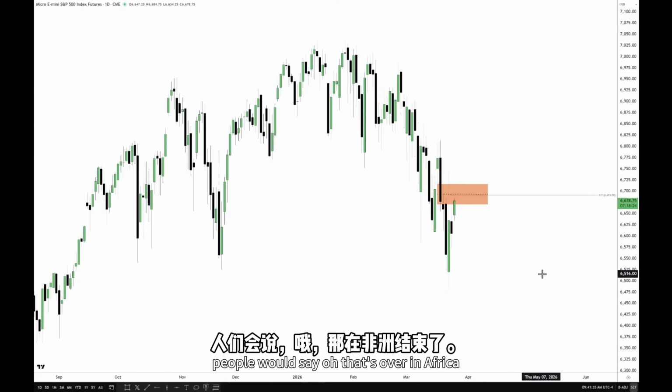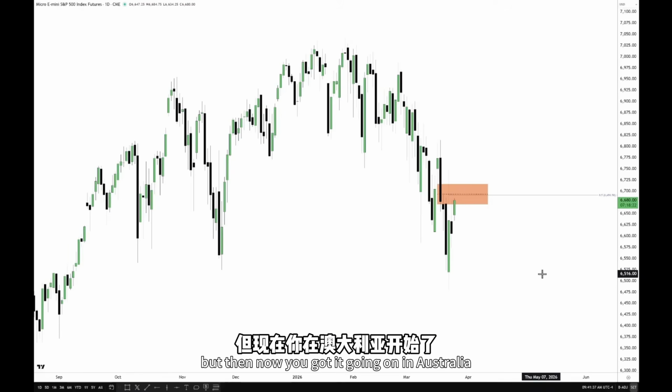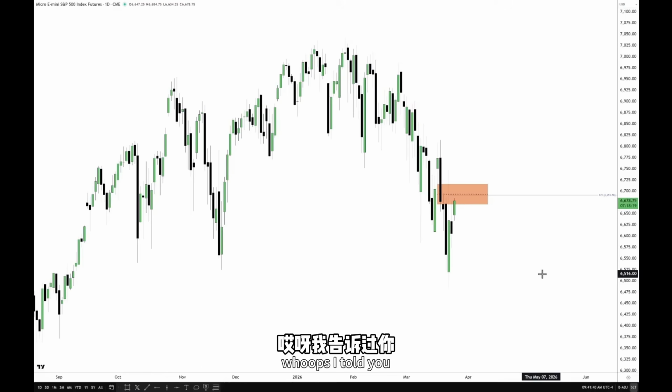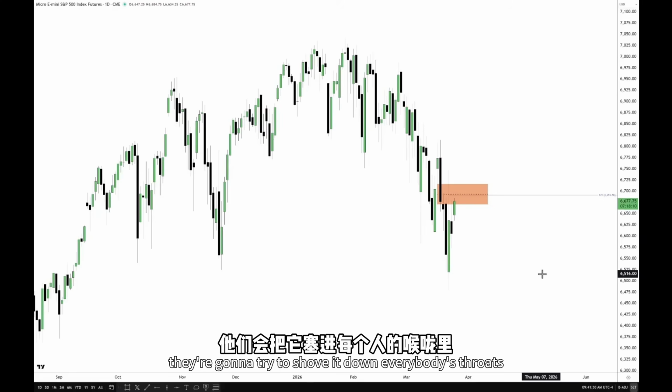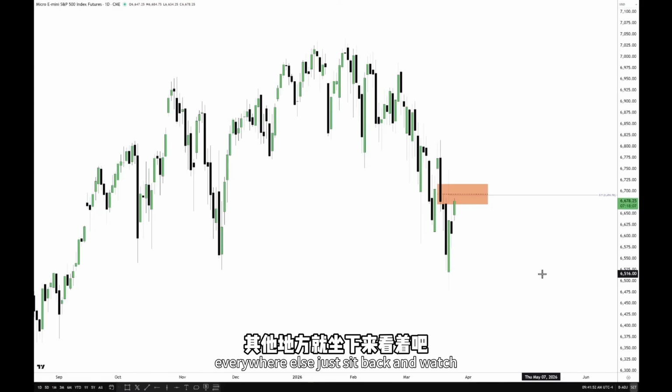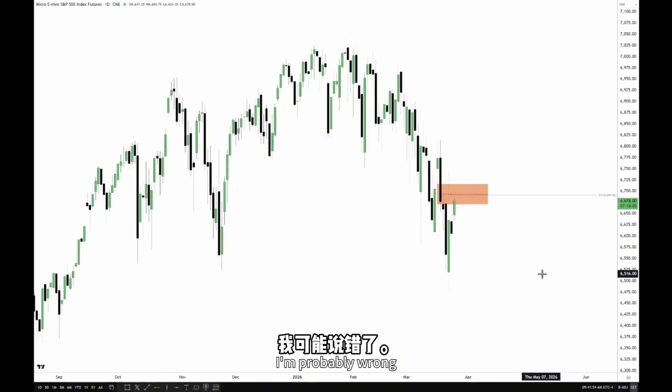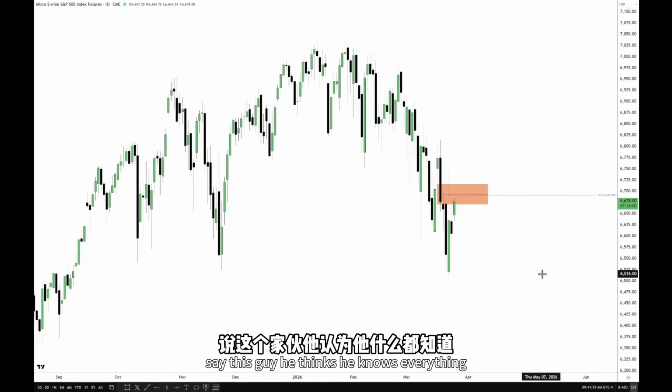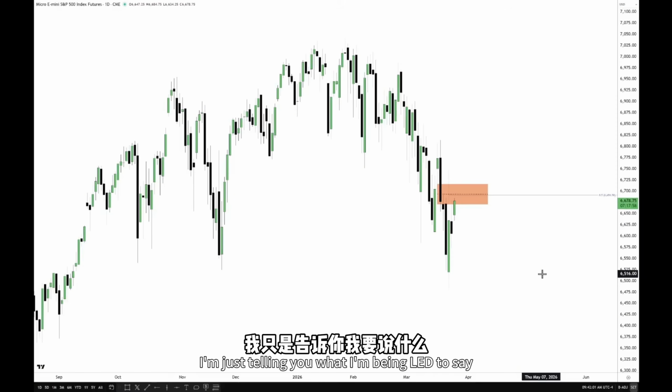People would say, oh, that's over in Africa. Who cares about them? But now you've got it going on in Australia. Whoops. I told you. In the Western world, watch Australia first because that's their petri dish. That's their test tube. What goes on there, they're going to try to shove down everybody's throats everywhere else. Just sit back and watch. I'm probably wrong. You probably can come back here in a couple months and laugh at me and say, this guy, he thinks he knows everything. I don't think I know everything. I'm just telling you what I'm being led to say.